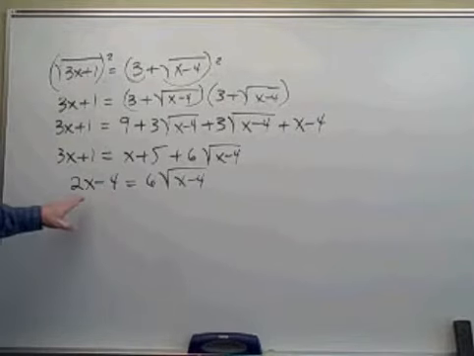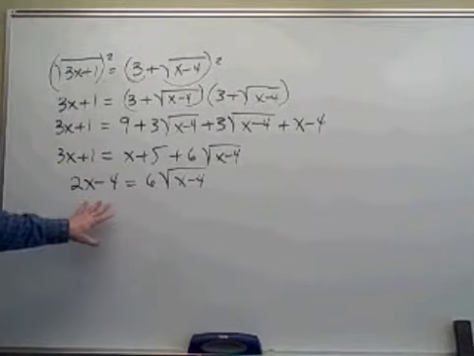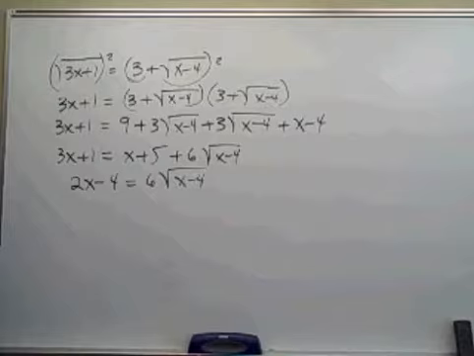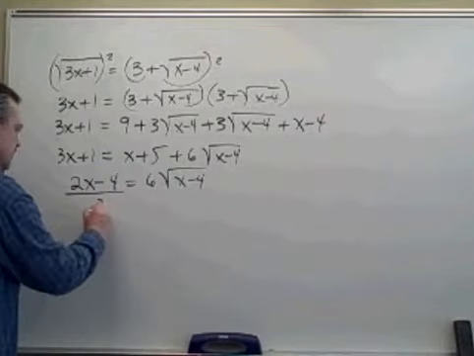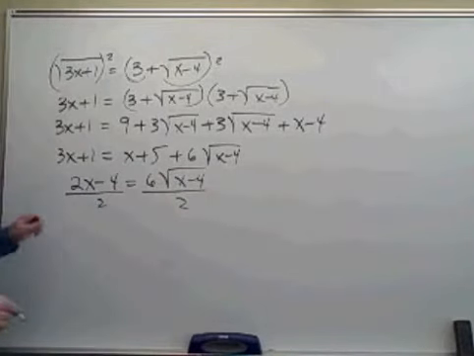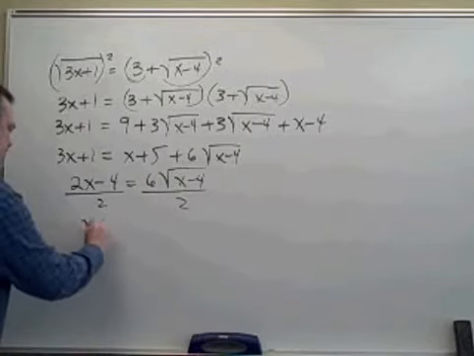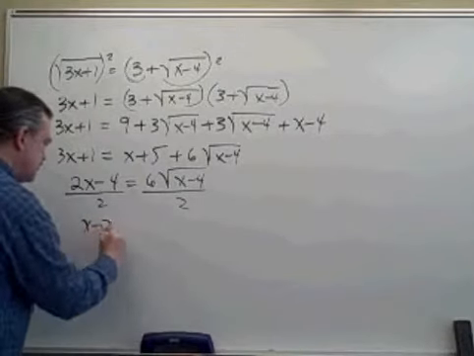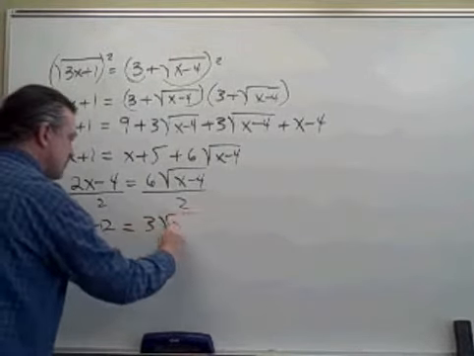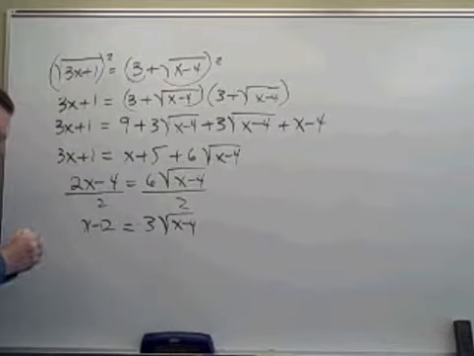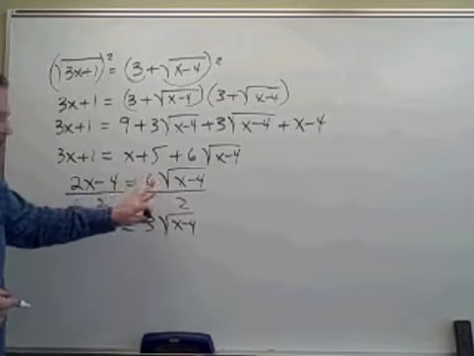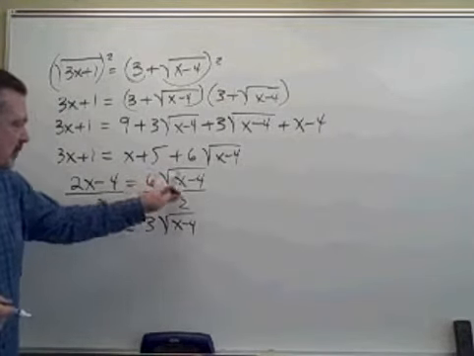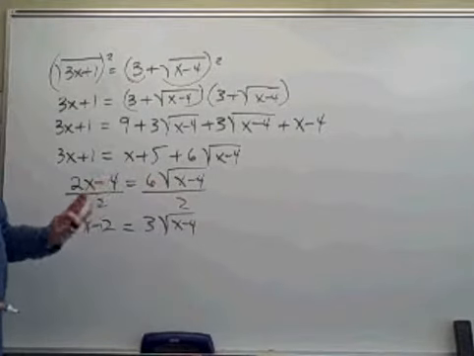Now, one thing I notice, the terms that are here are all divisible by 2. So let's make life a little easier for ourselves by dividing both sides of the equation by 2. That would give us x minus 2 equals 3 times the square root of x minus 4. I just divide the 2 into the 6. When I'm multiplying there, I just divide that into one of the factors.